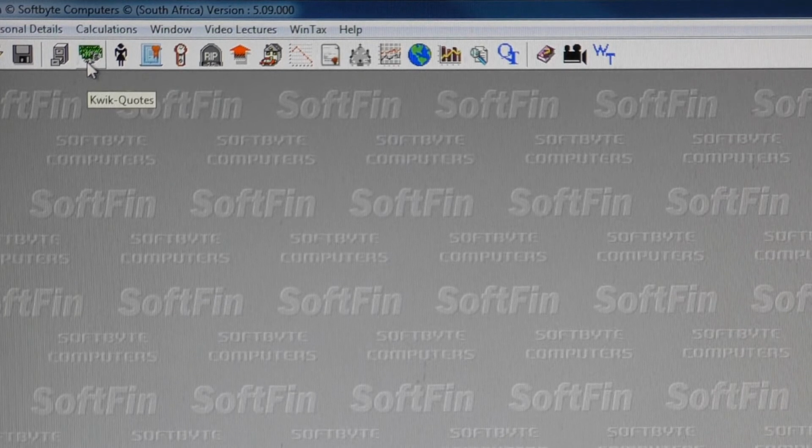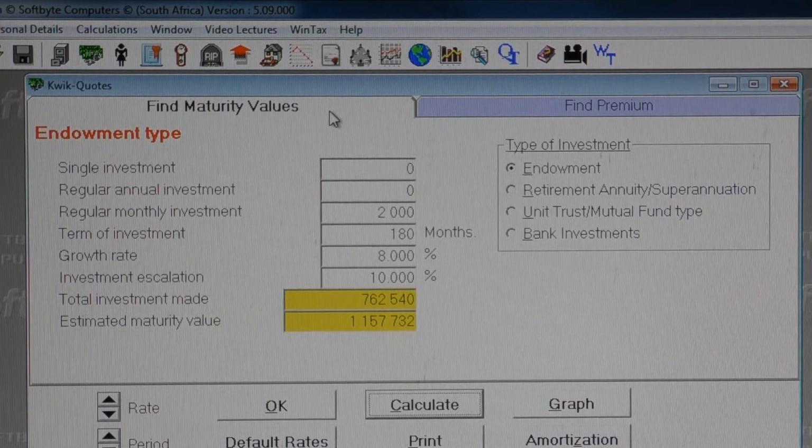Clicking on this icon here for quick quotes and then choosing the Find Maturity Values tab opens this calculator screen where you can produce and compare estimated maturity values for endowments, RAs, unit trusts and bank investments.